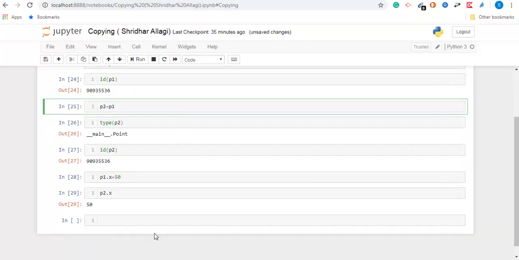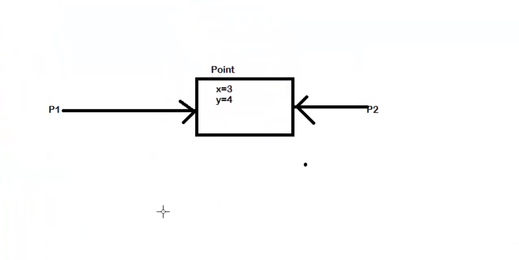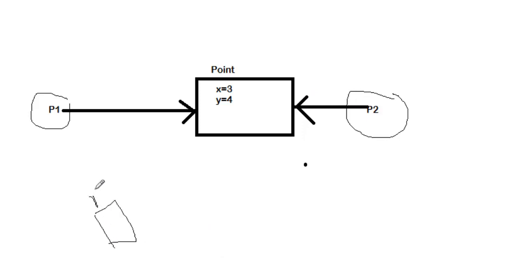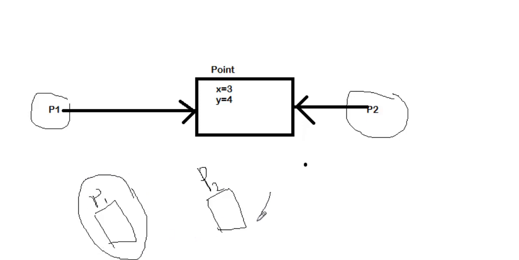This aliasing can be pictorially viewed in this example. You can see here, this is class Point. p1 is pointing to this memory location. Similarly, p2 is also pointing to the same memory location. p1 and p2 are referring to the same object. But our intention is that we want a separate memory location for p1 and also separate memory locations for p2, so that any changes in p1 will not be reflected in p2.